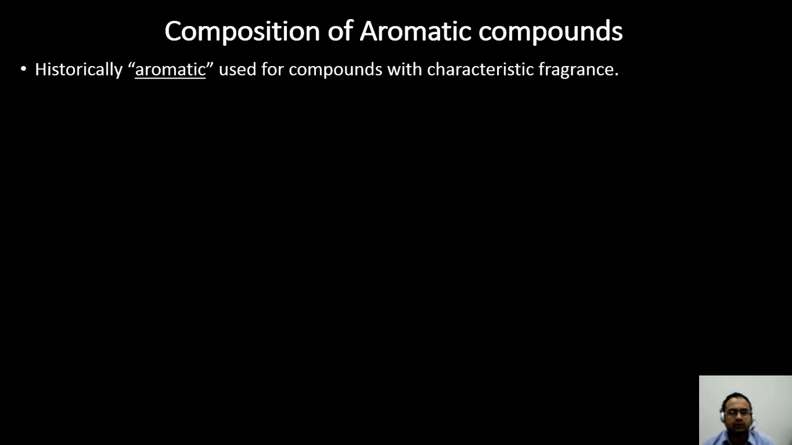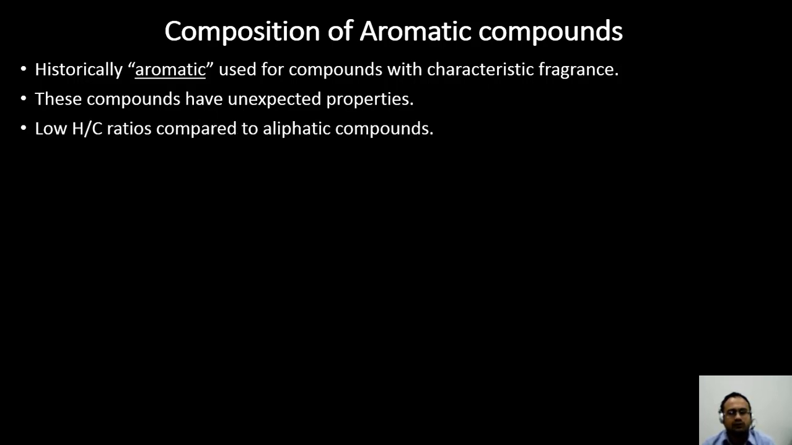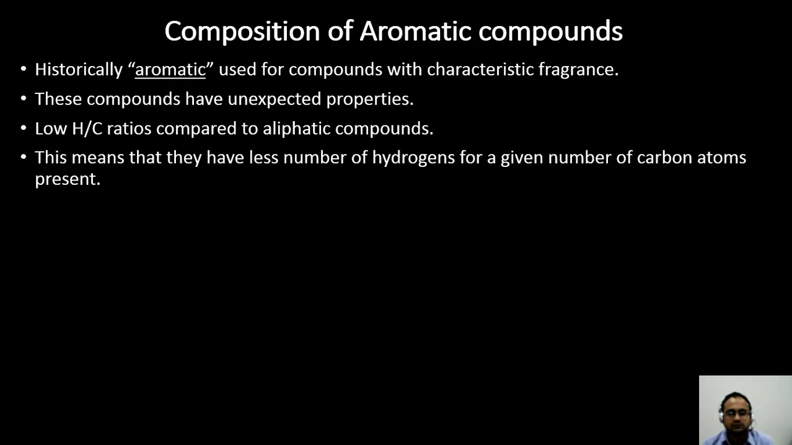So historically, organic compounds which had characteristic fragrances were called aromatic. Later on, these compounds were found to have unexpected properties. For example, they were found to have low H by C ratios compared to aliphatic compounds. That is, the number of hydrogens divided by the number of carbon atoms in these compounds was found to be low. So, this is what it means.